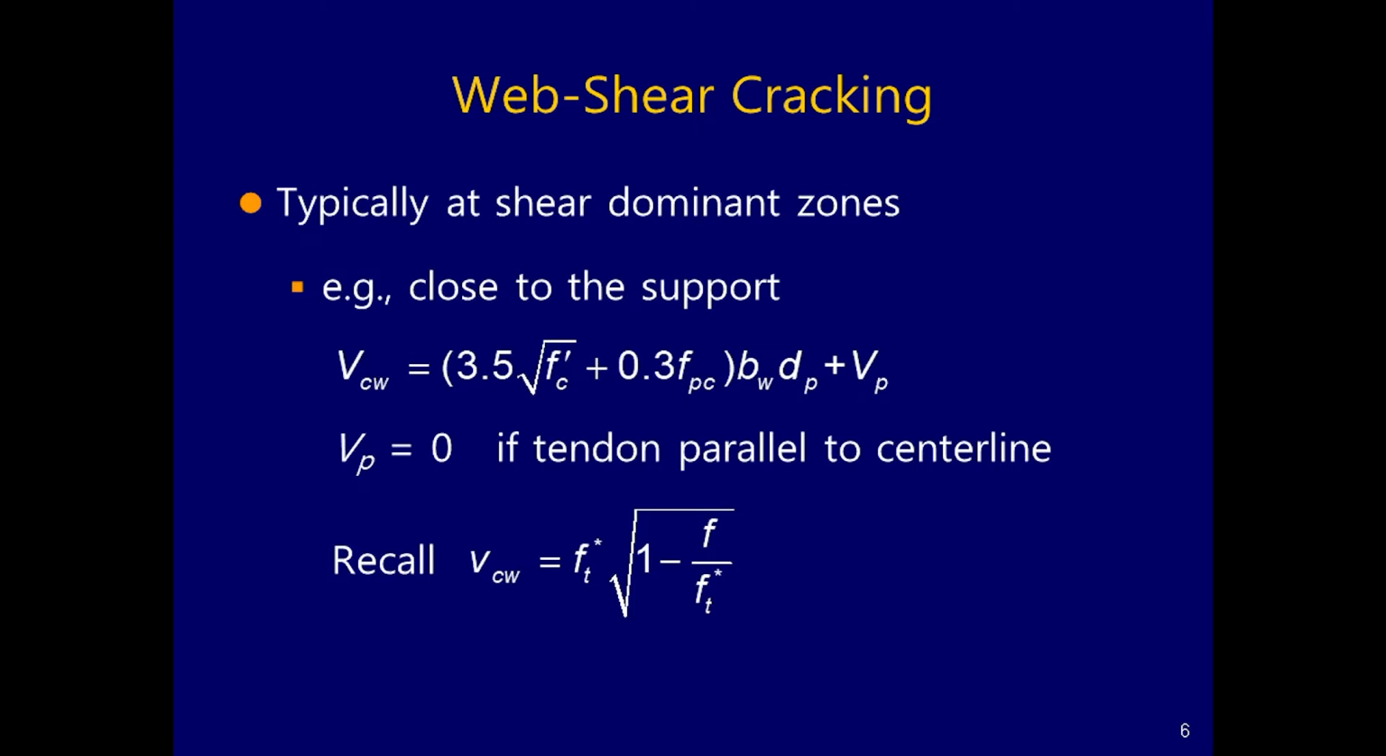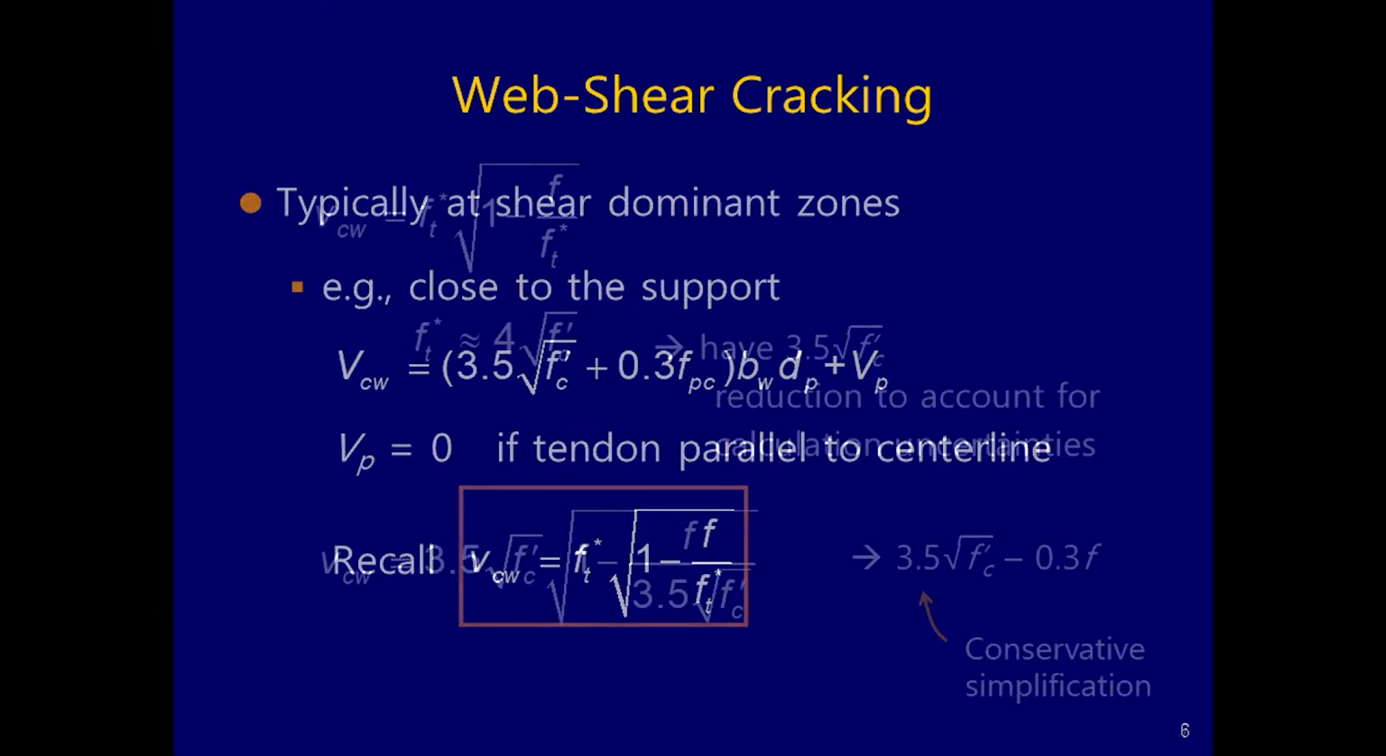And first, you see the web shear capacity. Okay, how can this equation be interpreted? Well, the web cracking stress capacity is defined like this. This is from the previous equation. And say the tendon is flat, so the Vp is assumed to be 0. Okay. And we've got to look into the first two terms.